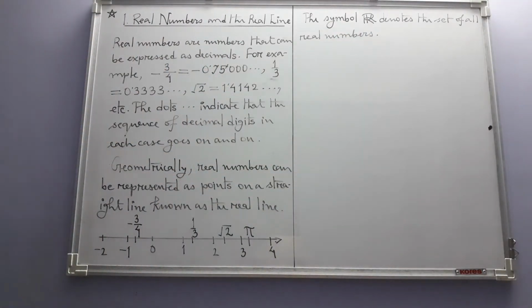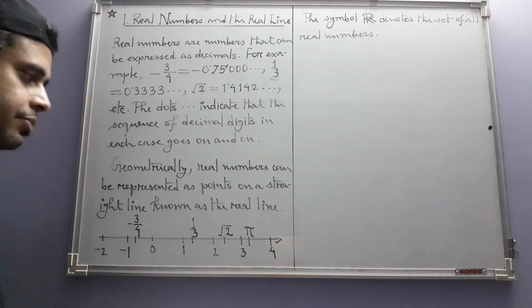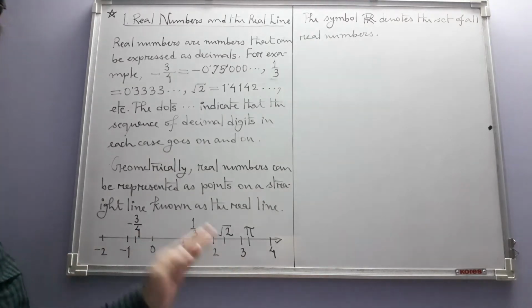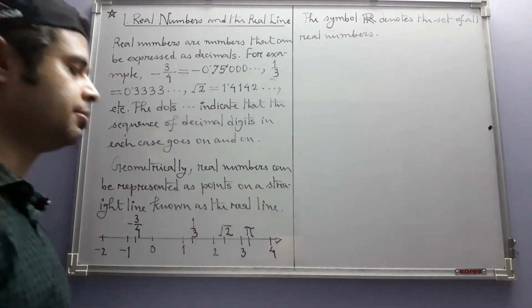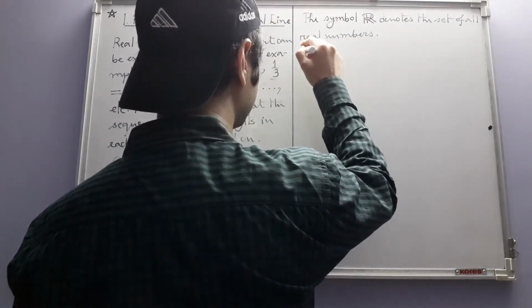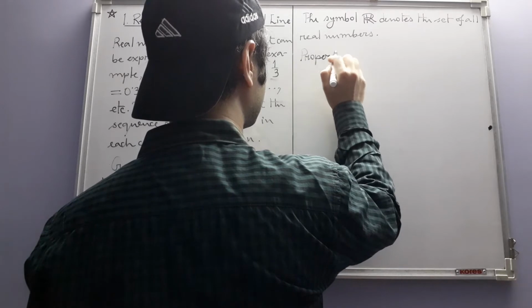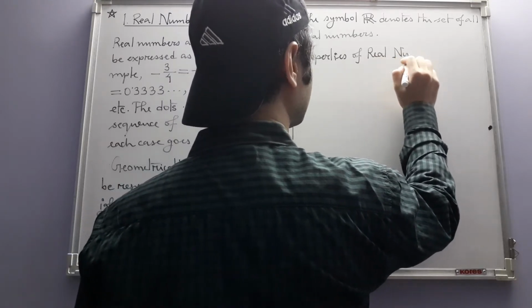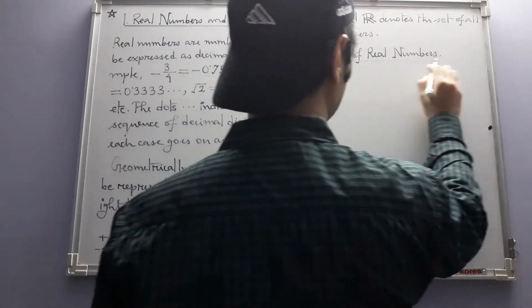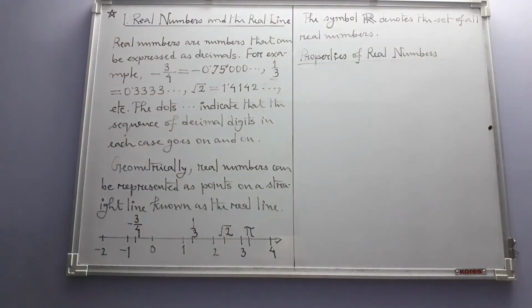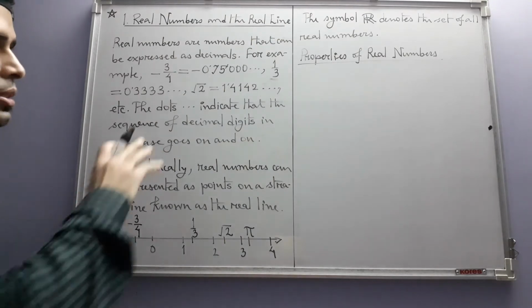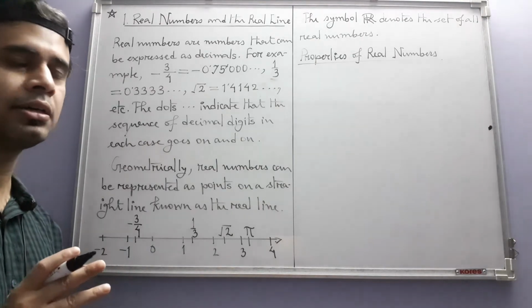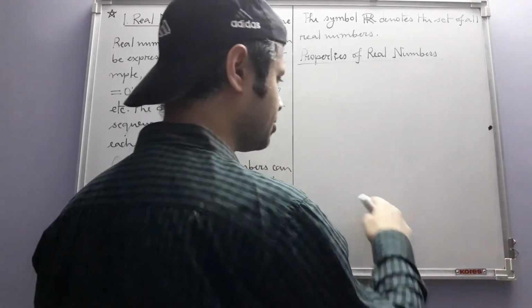Okay, so that's what real numbers are. Real numbers are numbers that can be expressed as decimals, and they also have a geometric representation as points on a straight line known as the real line. Okay, now next we look at properties of real numbers. The real number system has many different kinds of properties. Mainly it has three different types of properties. So accordingly we will present them separately.